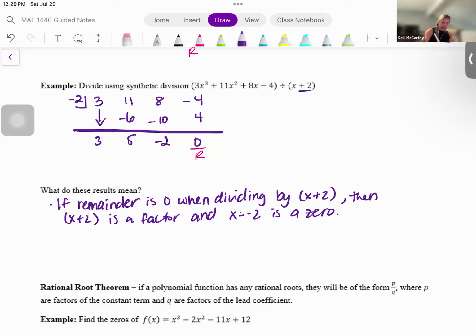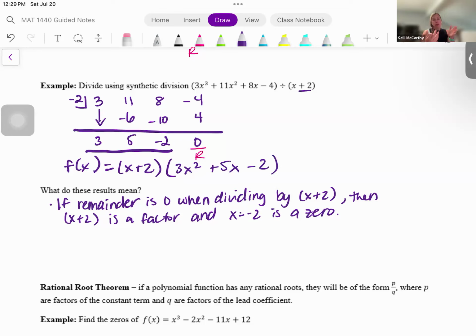So that tells me that f of x, so looking up here, we have f of x is equal to x plus 2. And our second factor comes from those coefficients when we used synthetic division. It's going to be 3x squared plus 5x minus 2. And you could continue to factor that 3x squared plus 5x minus 2 as well, if possible, to write f of x as a product of linear factors.